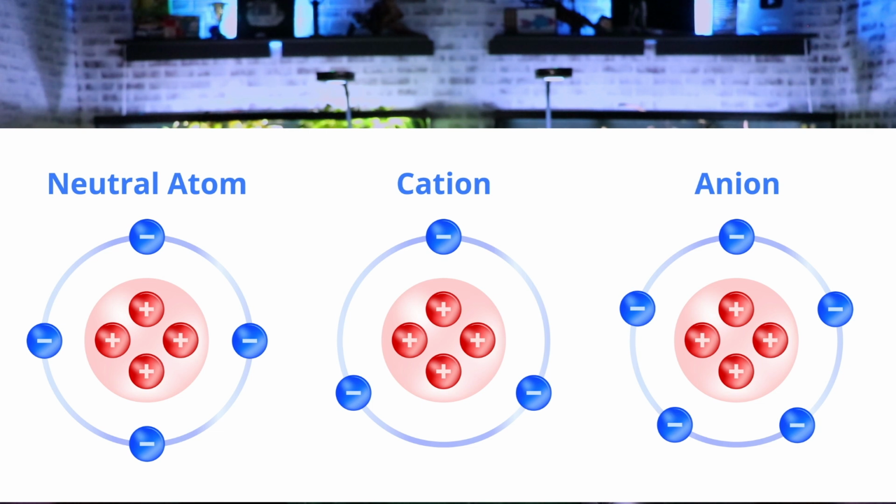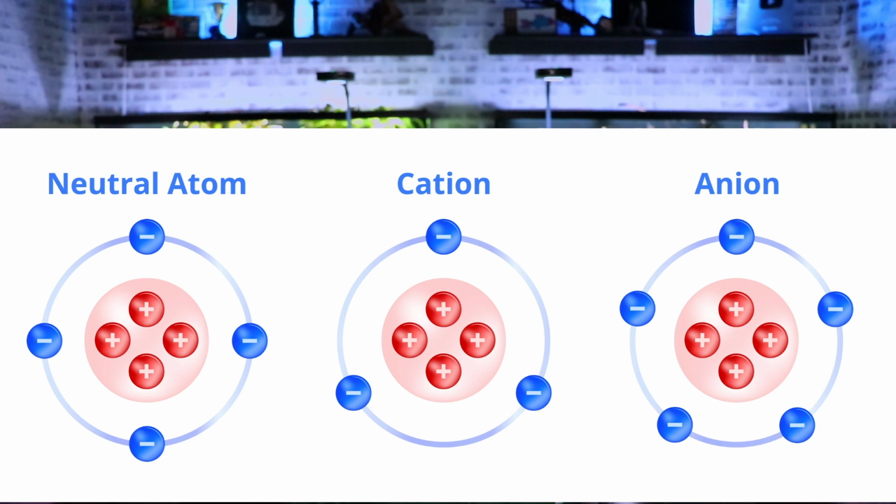And so what we see here on the left-hand side, you have a neutral atom. Again, it's what we've been talking about since the start of this video. Protons equal neutrons equal electrons. But if we move to the middle, we can see that we've labeled this a cation. Well, what's different? We have one less electron.